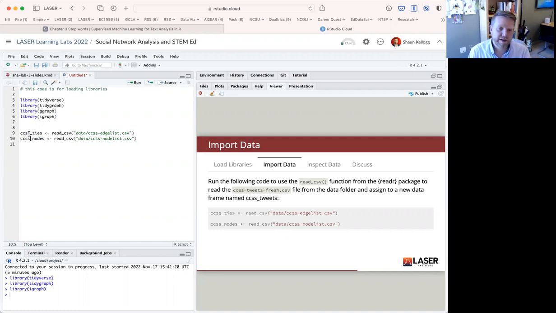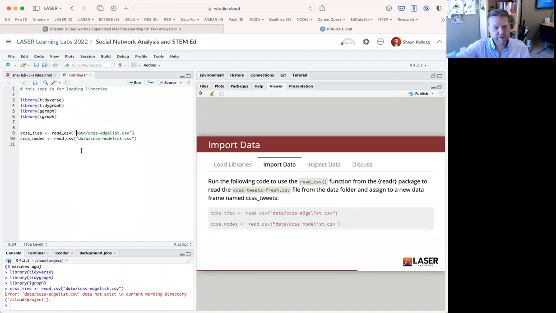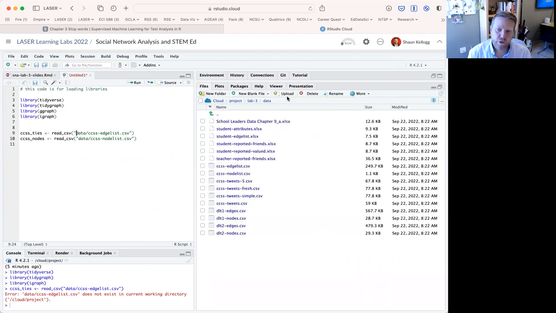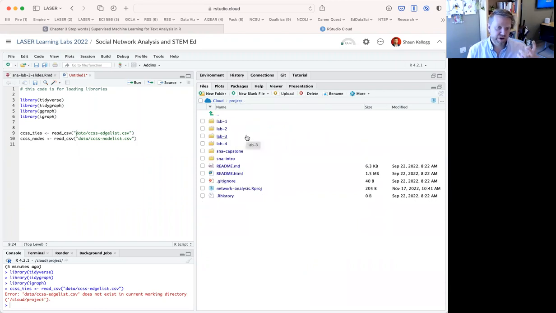And the thing I love about working with data in R is once we read these in, oh, you know what, forgive me. Does anybody know why it's not reading it in for me? Why I'm getting an error? You don't have your working directory set properly. It's set at the project level, for an R script. So when I say read the data folder, this is the beginning of my project, and there's no data folder here. The data folder is actually in my lab 3 folder. So I need to say, look in the lab 3 folder, then look in the data folder, and then look for a file called ccss-edgelist.csv. So let me do that, and then it's going to read it in.